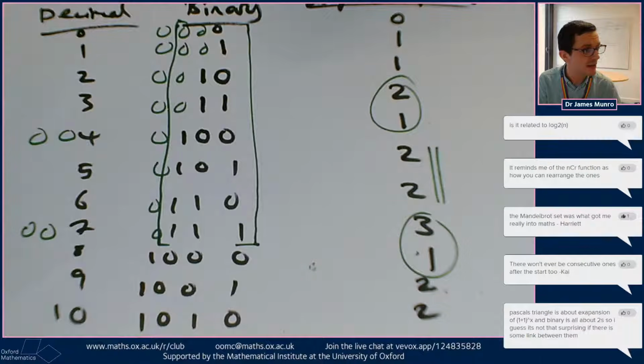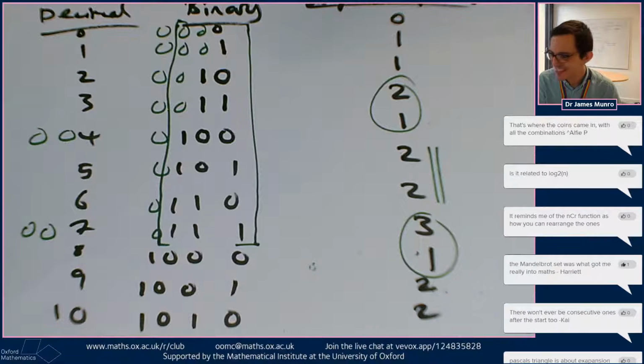Okay. And some logarithms. You can't see, I've still got the word logarithms really big on the screen from the coming up slideshow. Okay.